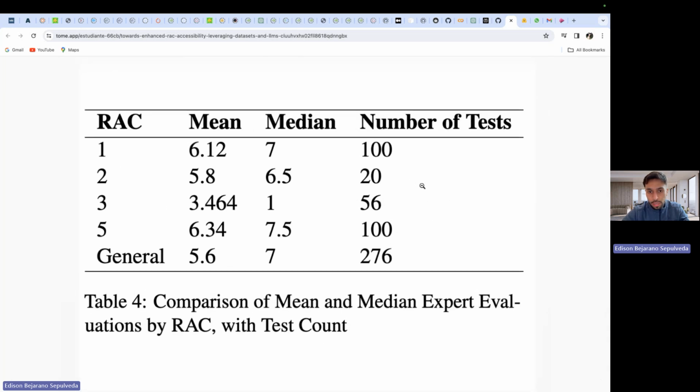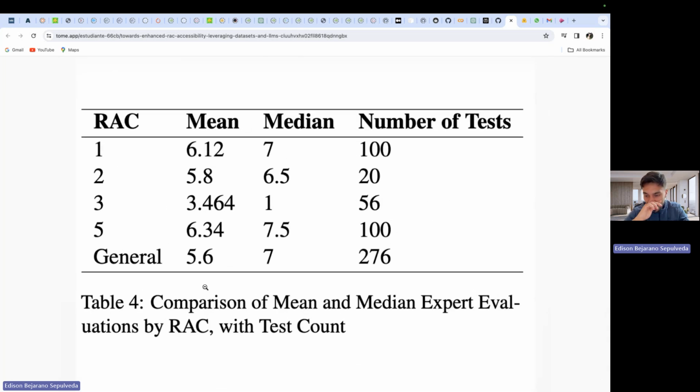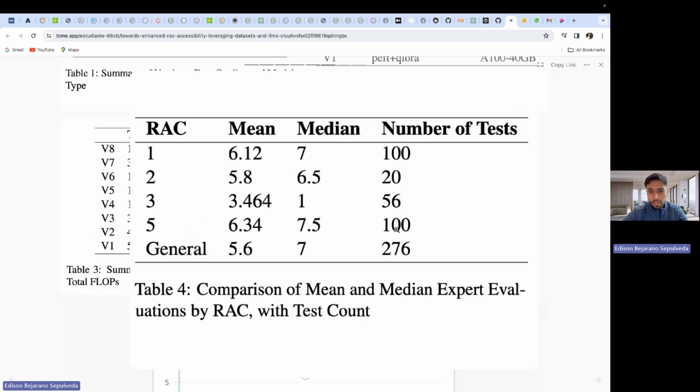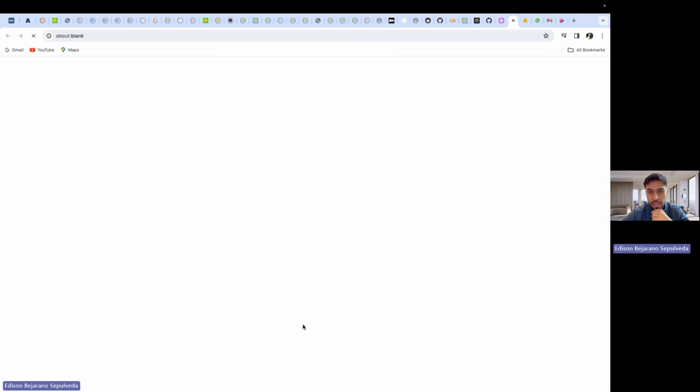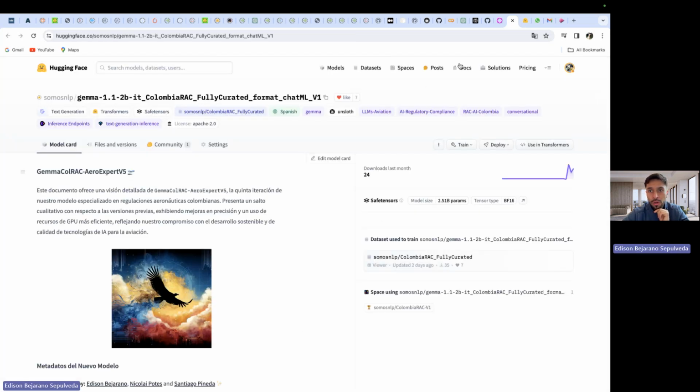Some of the evaluations done by the labeling team and the experts showed that the LLM got a general median score of 7 and a mean of 5.6. This was done over 276 tests. So with that in mind, here is our model.